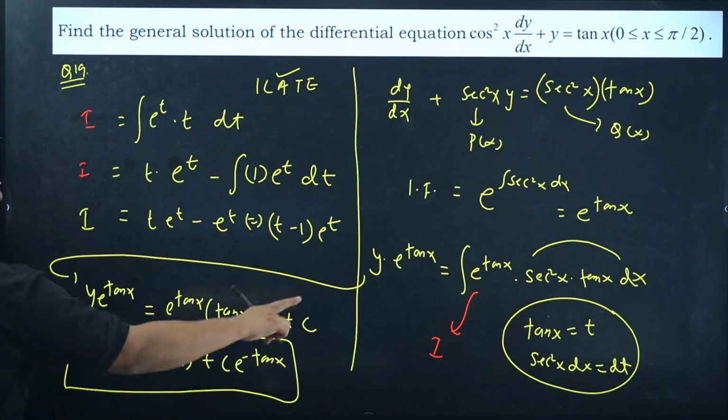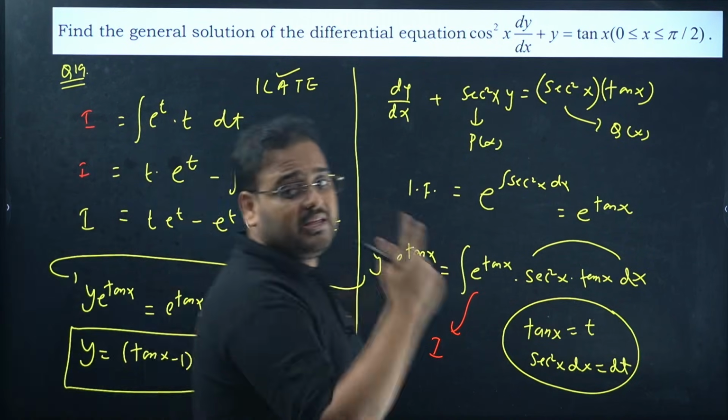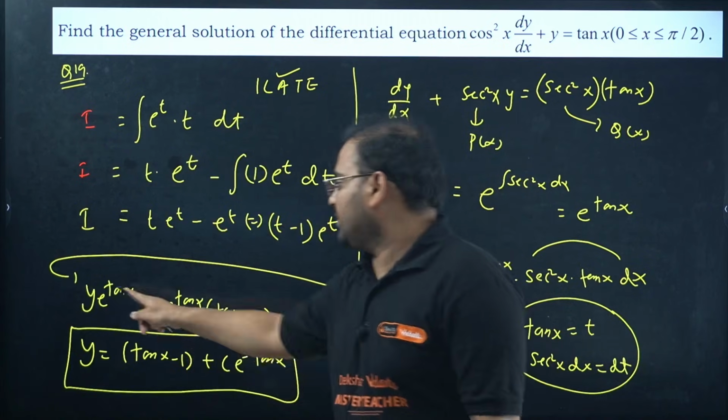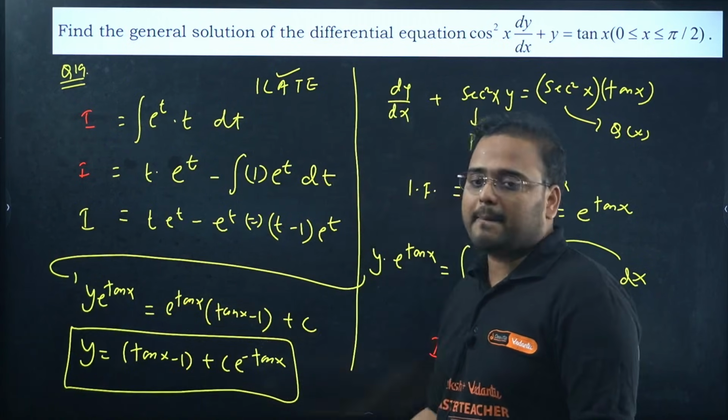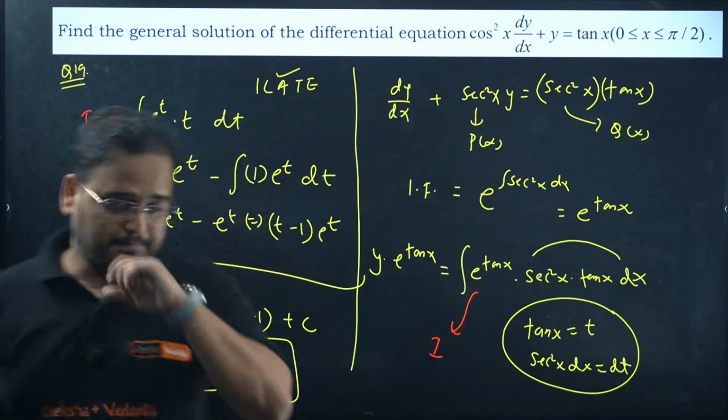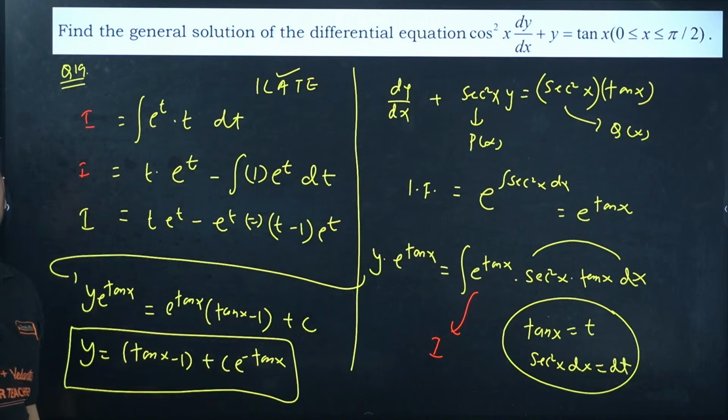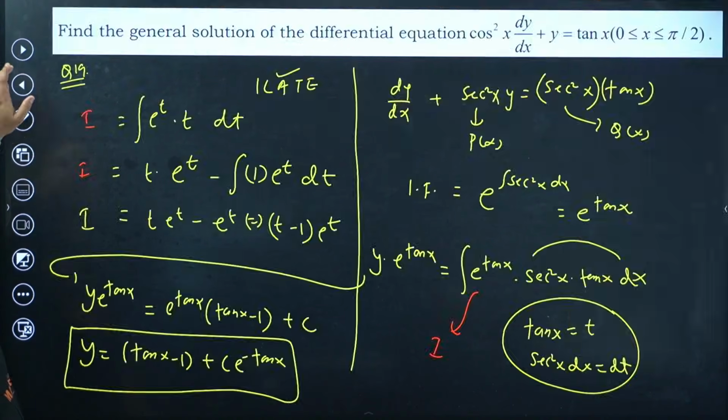By multiplying everything by e power minus tan x or dividing everything by e power tan x, you get the result. This to be cancelled, and you'll have c upon e power tan x. Answer is e power minus tan x. Okay, done. Next, this is clear, guys.